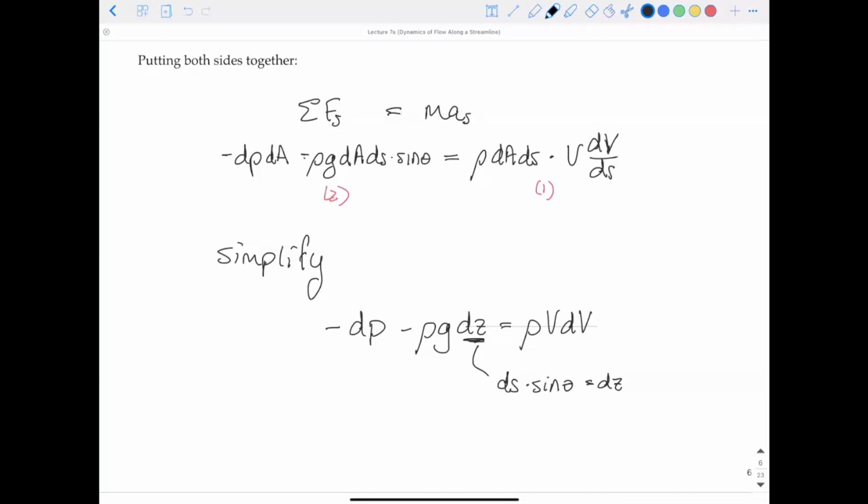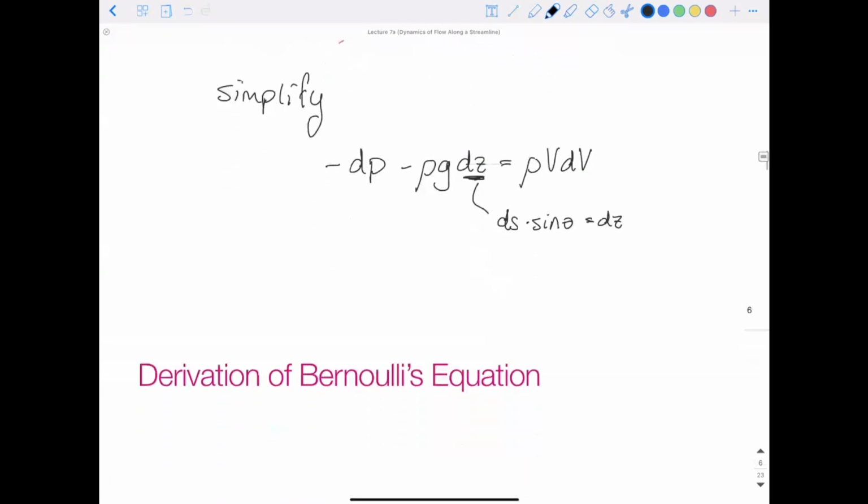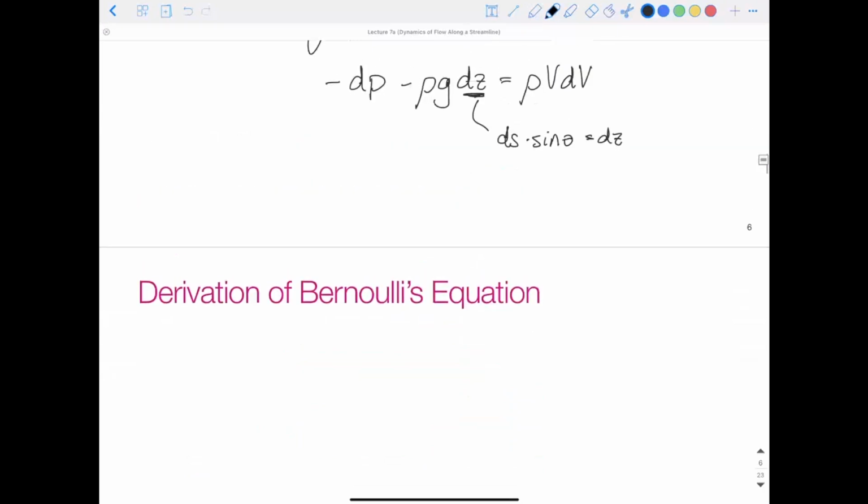So this is basically the differential form of our Bernoulli equation. And technically, it's actually right now in our Euler equation form. So let me just leave that a bit so we can see it. If we rearrange this, we can get it into the steady flow Euler's equation.